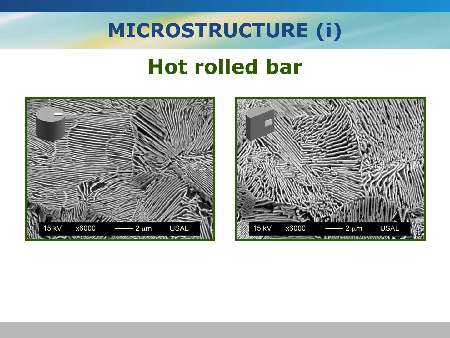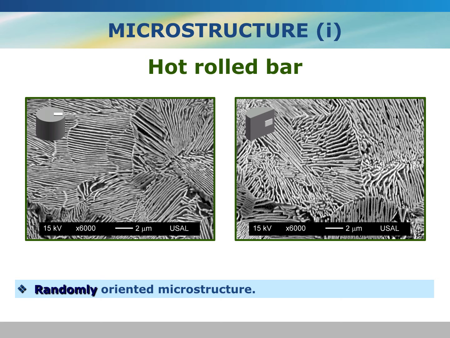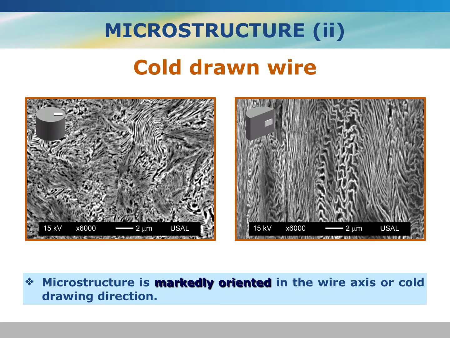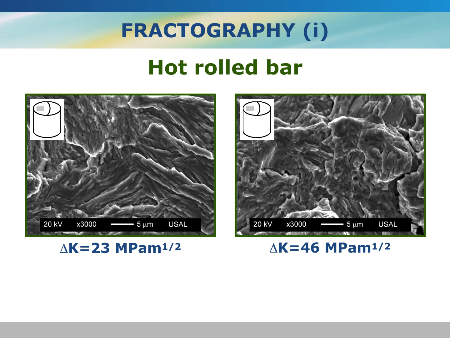Experimental results: the microstructure of the hot roll bar is randomly oriented in both pearlitic colonies and lamella, and in the cold drawn wire, we have a microstructure which is markedly oriented in the y-axis or cold drawing direction. The fractography of the hot roll bar, fatigue fracture surface for delta K 23 megapascals per square meter root and delta K equal 46 megapascals per square meter root.